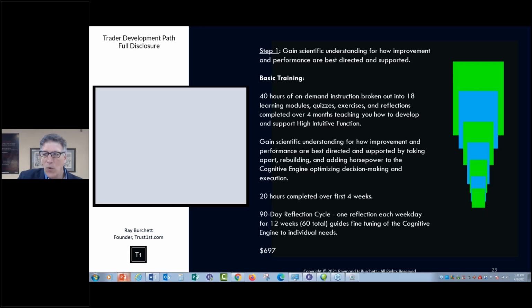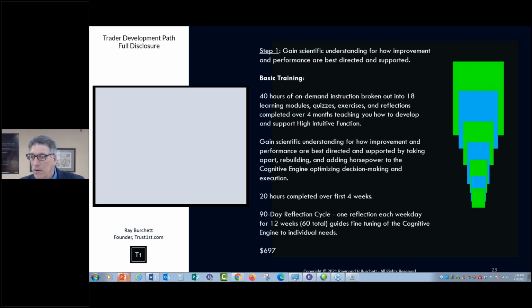And so what we really teach people how to do is take apart, rebuild, and add horsepower to the cognitive engine that optimizes decision making and execution, then tune it to their needs. And I know that sounds incredibly complex, but I've been doing this since 2009 for traders and have it broken down to a real tight process. It takes about 40 hours over 4 months, but the bulk of the work, the first 20 hours, is done over the first 4 weeks. At the end of that 4-week period, you've learned how to take apart, rebuild, add horsepower to that engine.